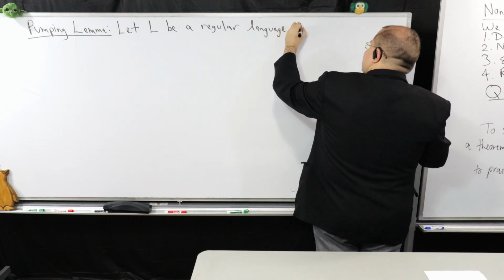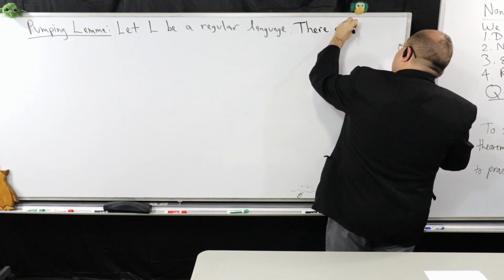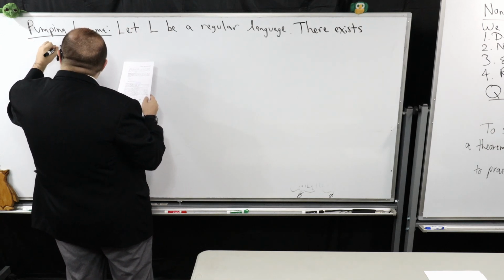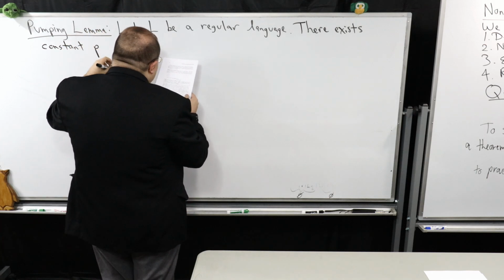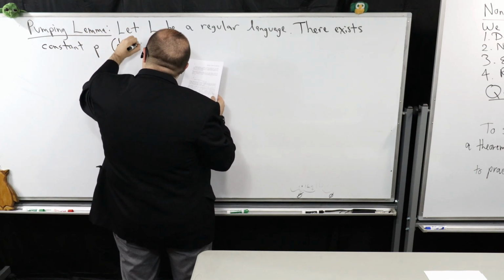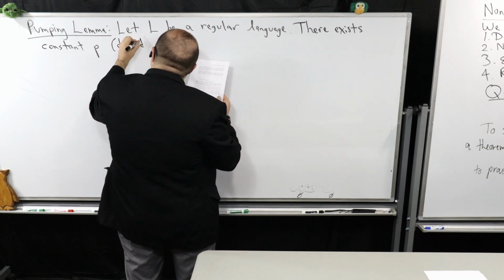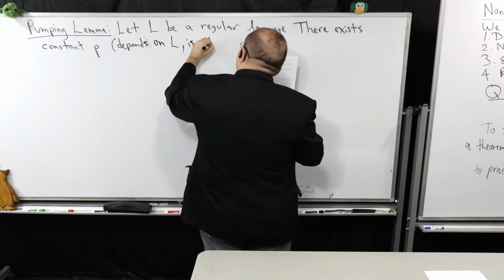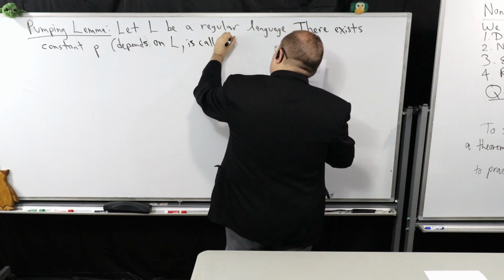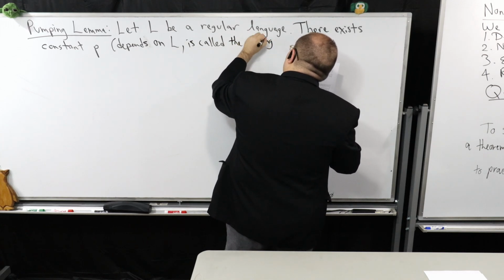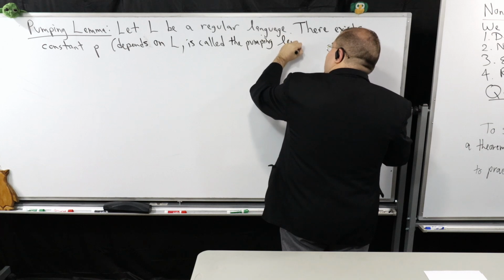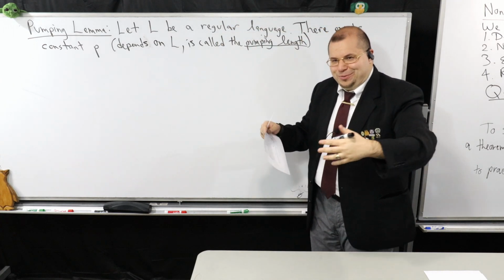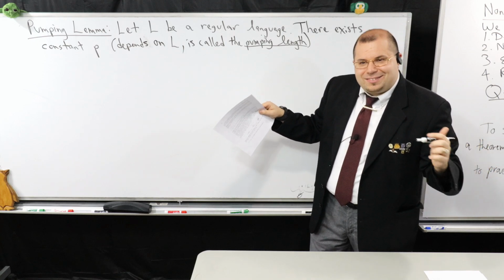There exists a constant P. If you're wondering, this P depends on L and is called the pumping length. Whenever you see P like this, I'm going to refer to it as the pumping length. But remember, it doesn't have to be called P. You just have to keep in mind this thing called the pumping length when we use the pumping lemma. Everything's about pumping, like pumping up balloons. I'll explain what the pump in pumping lemma means once I get through the statement here.